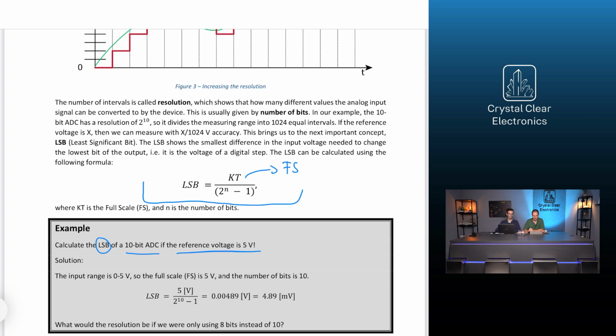The input range is from 0 to 5 volts, so the kT we just saw is equal to 5 volts, and the number of bits is 10.